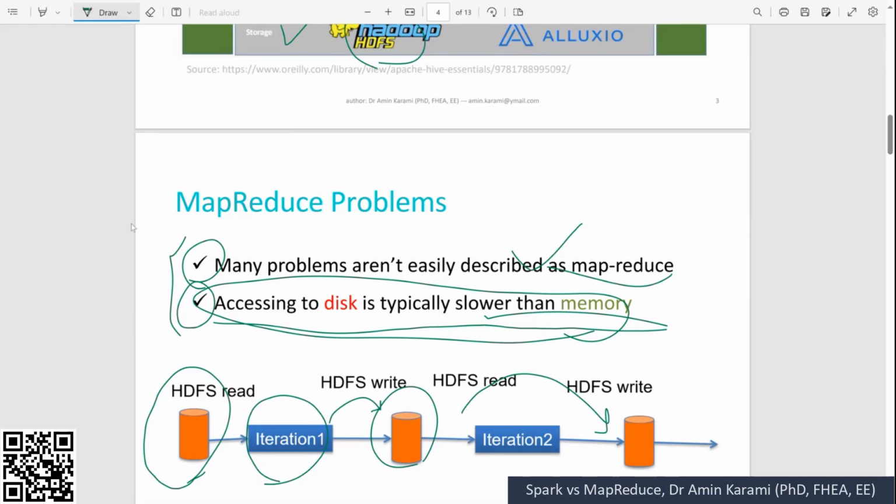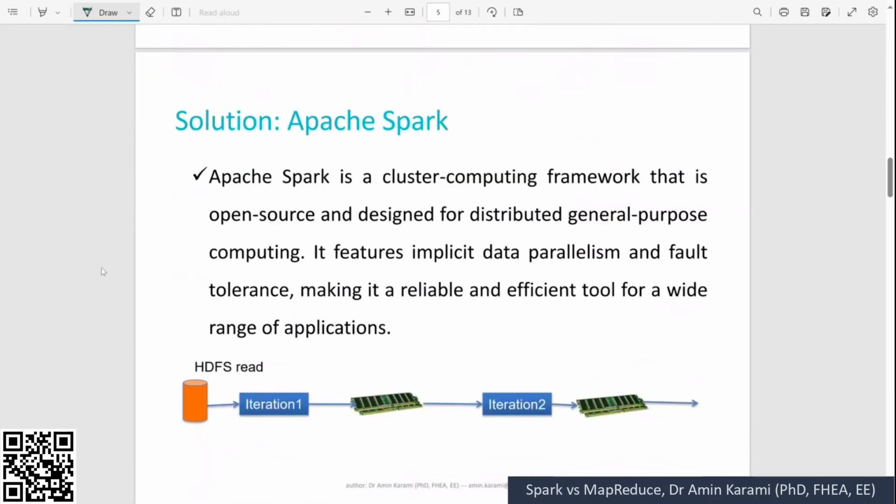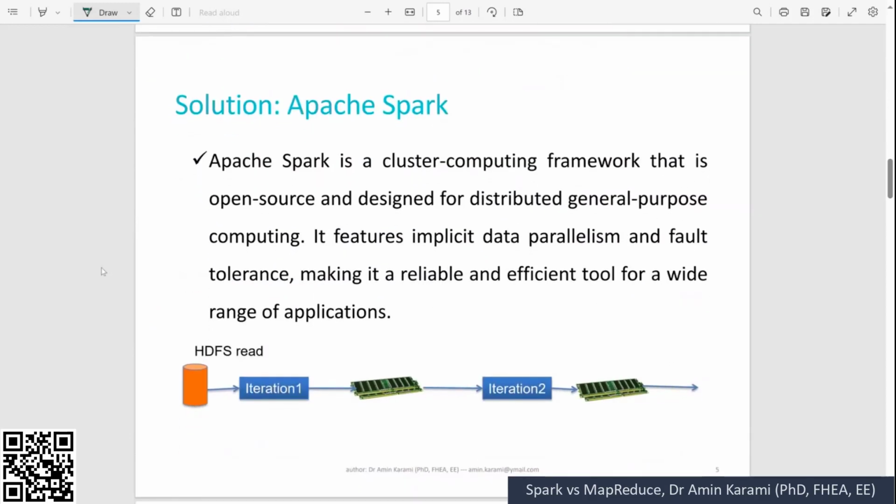To be able to deal with these two problems, the solution would definitely be Apache Spark. Apache Spark is an open source distributed processing system used for big data workloads. So what is the advantage of Apache Spark here? It uses in-memory caching and optimized query execution for fast analytic queries against data of any size. So let's say in-memory caching.